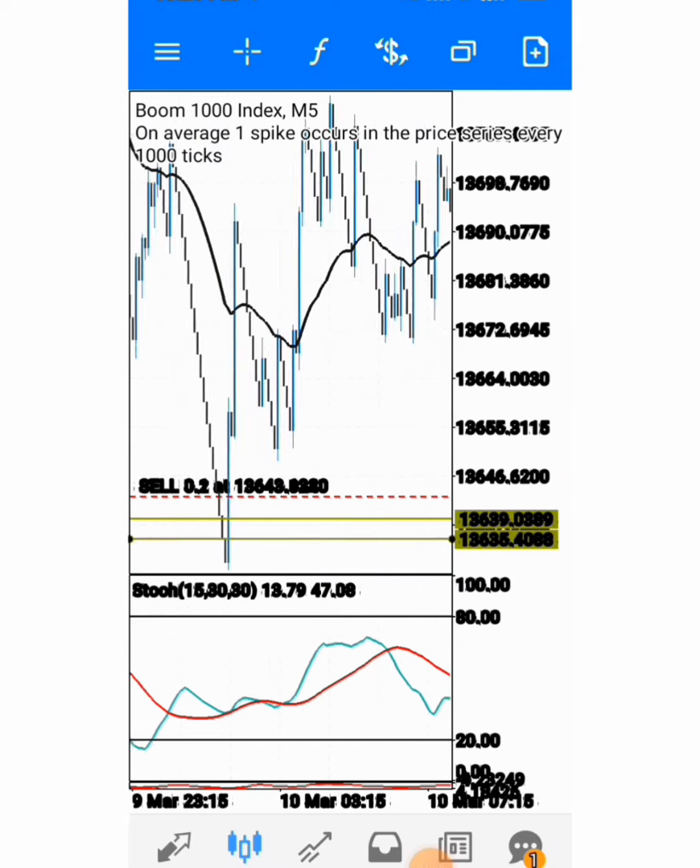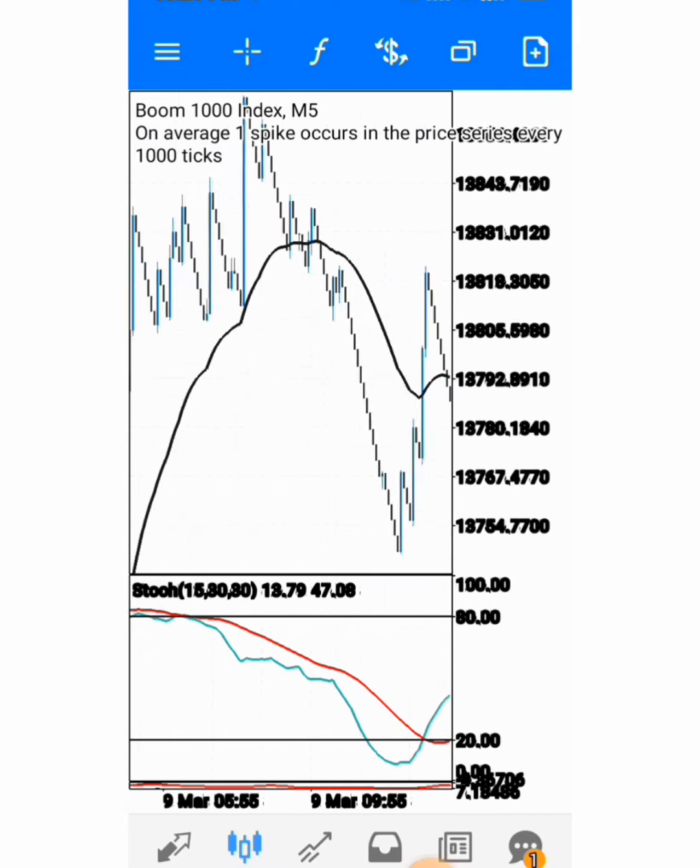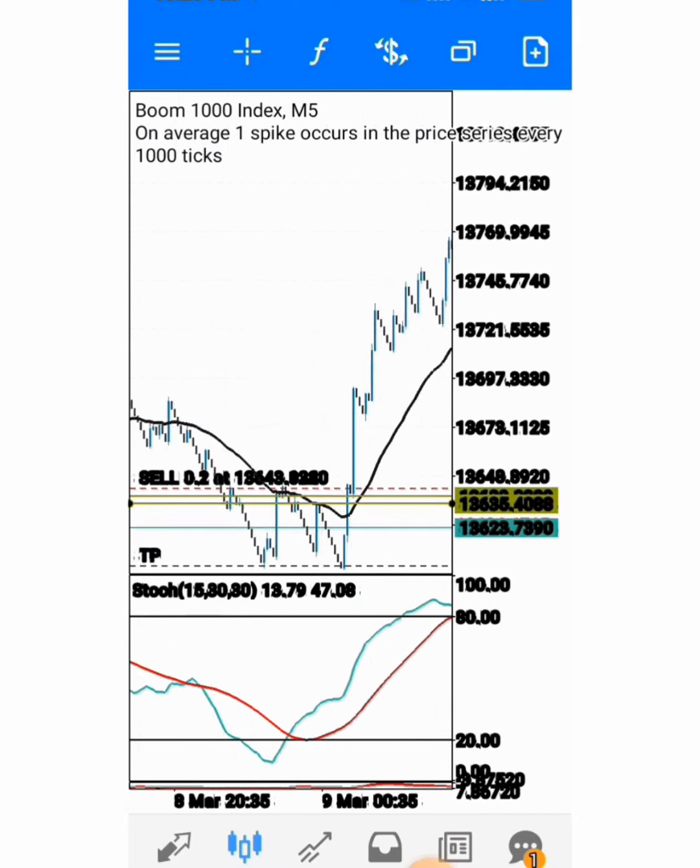So we'll backtest more. Look at this one. It crossed here at 20 and reached the TP. Awesome. Look at this one also. Cross here and reach the TP. Awesome.